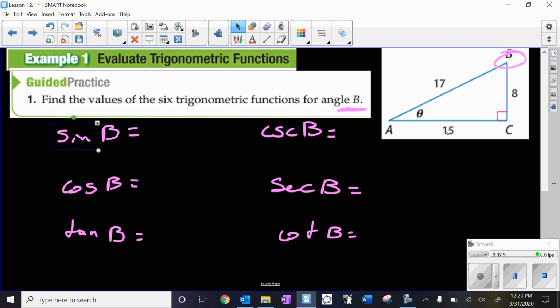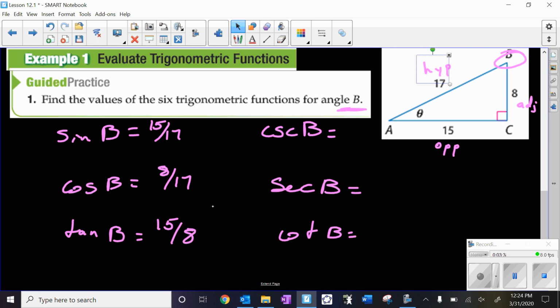Now, if here's angle B up here, 15 would be opposite of angle B, 8 would be the adjacent, and 17 is the hypotenuse. The hypotenuse is always across from the right angle. Okay, so sine of B then, we would say is opposite over hypotenuse, which is 15 over 17. Remember, if you can reduce, reduce, but in this case, they don't, so we're just going to keep it that way. Cosine of B, that's adjacent over hypotenuse, so we have 8 over 17. Tangent is opposite over adjacent, so we would have 15 over 8.